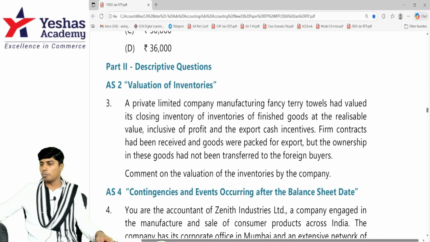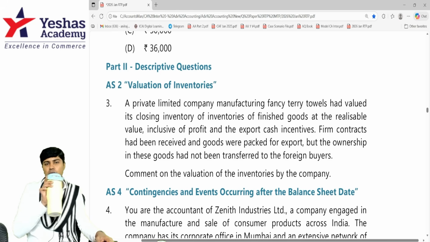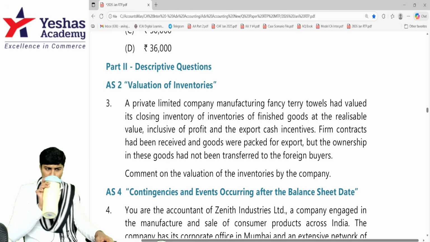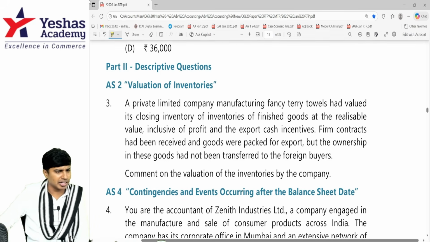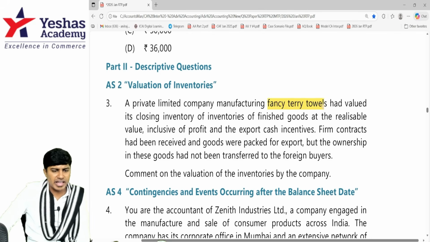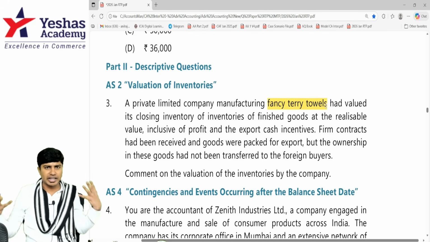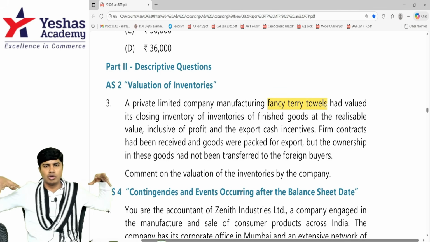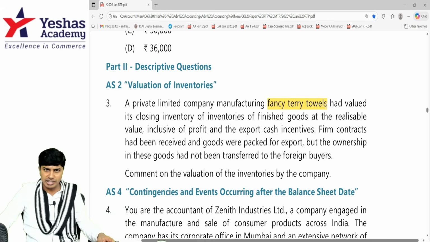Now let's move on to part 2, which is descriptive questions, starting with accounting standard 2 question, valuation of inventory. A private limited company is manufacturing terry towels. Terry towel means fancy towel that you use after coming from bath. It has Marvel characters. It has Spider-Man, Iron Man, Loki, Thor. All of these are there. Fancy terry towels, not normal white color towel that you use.